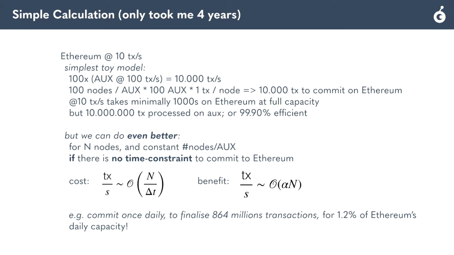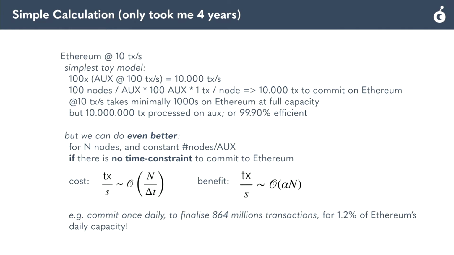And in a very simple model, if there are 100 validators for 100 auxiliary systems, now you have 10,000 validators that need to commit to Ethereum. So that's 10,000 transactions that would take you 10 seconds and fully occupy, 1,000 seconds and fully occupy Ethereum. But you have also processed 10 million transactions and been 99.9% efficient.